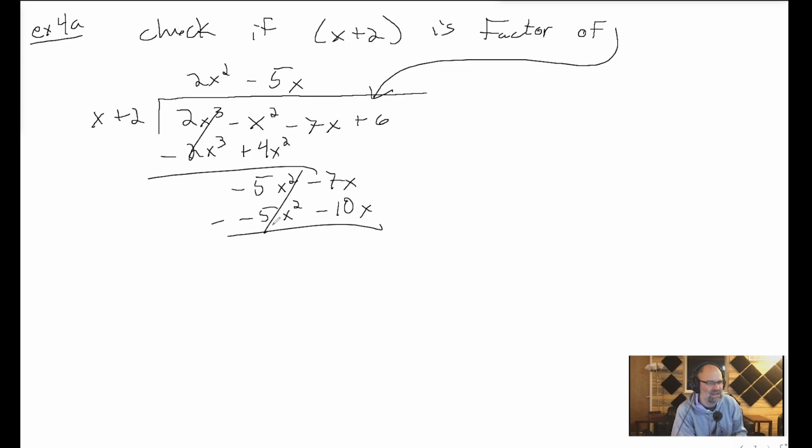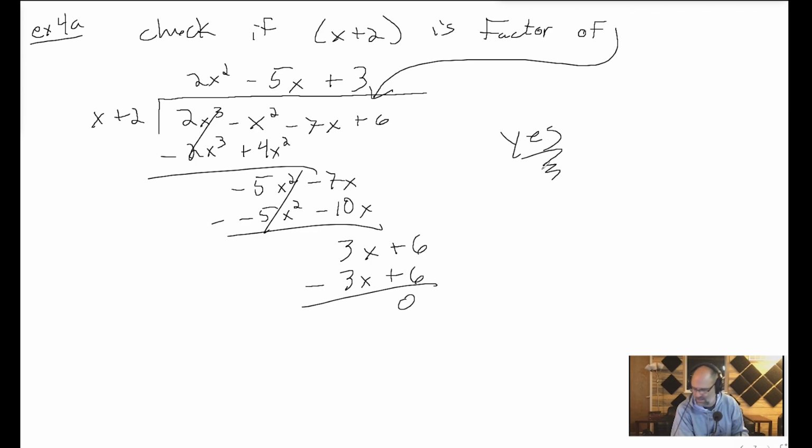Okay, subtract. You're subtracting a negative, so you're adding, so that's 3x plus 6. Okay, take an x out of that, and you get 3. Multiply, 3x plus 6. Boom, subtract, you get 0. Yes, the answer is yes. Okay, one more example of this.